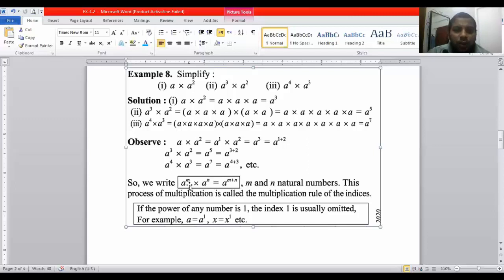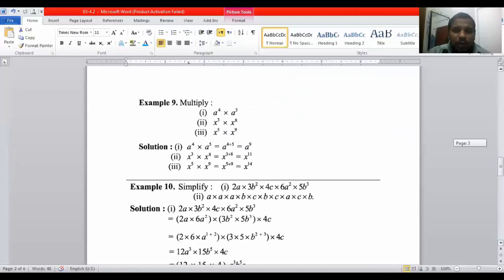So we write A to the power m into A to the power n is equal to A to the power m plus n if the bases are the same. Okay, if the bases are distinct, then we cannot add the powers. For example, it is A to the power 4 and it is B cube. We cannot add them.